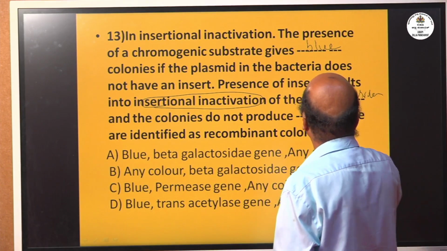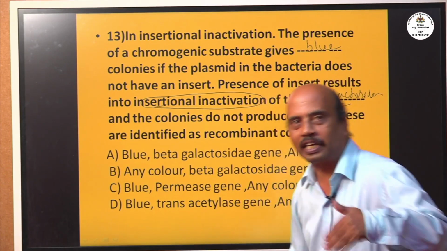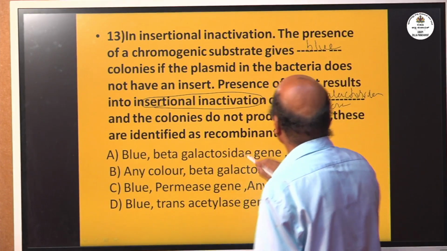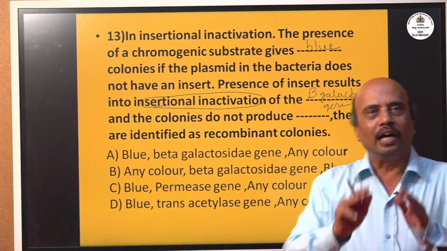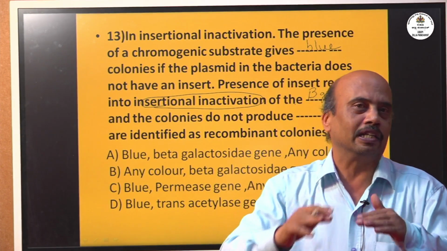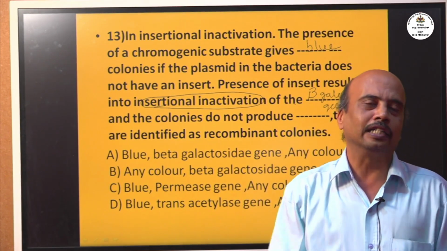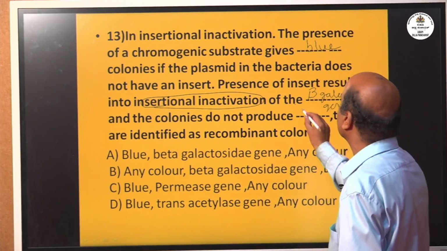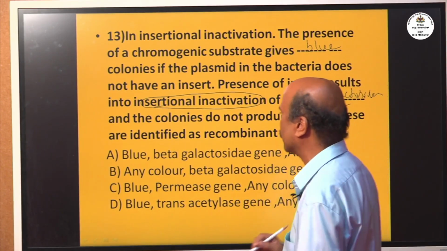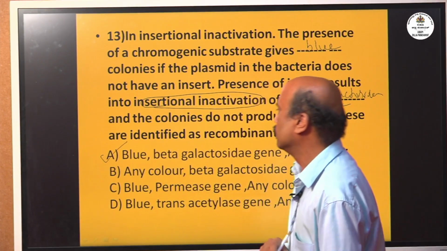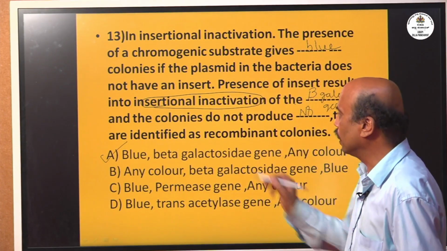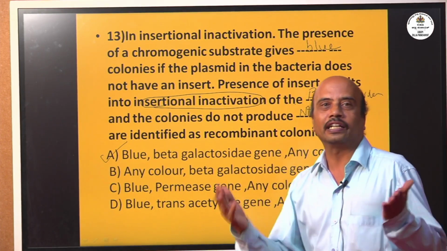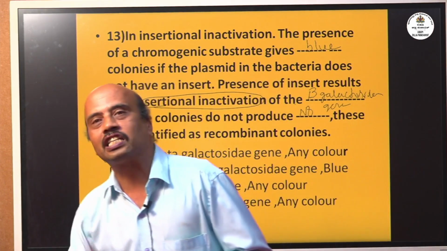The gene that produces the beta-galactosidase enzyme. And the colonies do not produce color when our insert, that means the foreign gene, is there. If the foreign gene is not there and the beta-galactosidase gene is intact, then there is a color change. Therefore the option is A. So blue color means beta-galactosidase gene is intact, no color means white. This is also called blue-white selection.